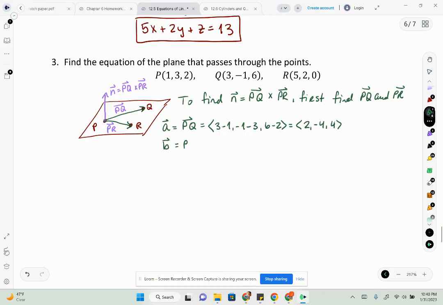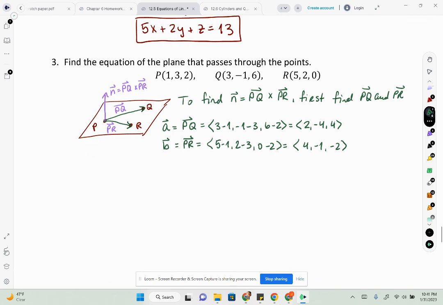B will be PR. I'm going to take the R points and subtract the P points. So it'll be 5 minus 1 in the first component, 2 minus 3 in the second component, 0 minus 2 in the third component, and that simplifies down to 4, negative 1, negative 2.